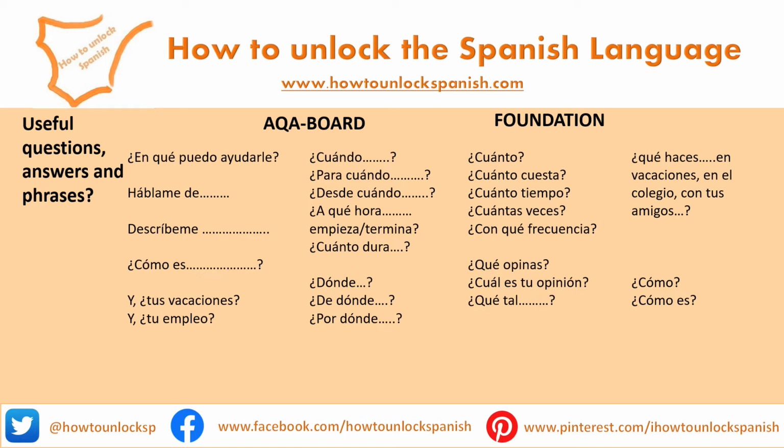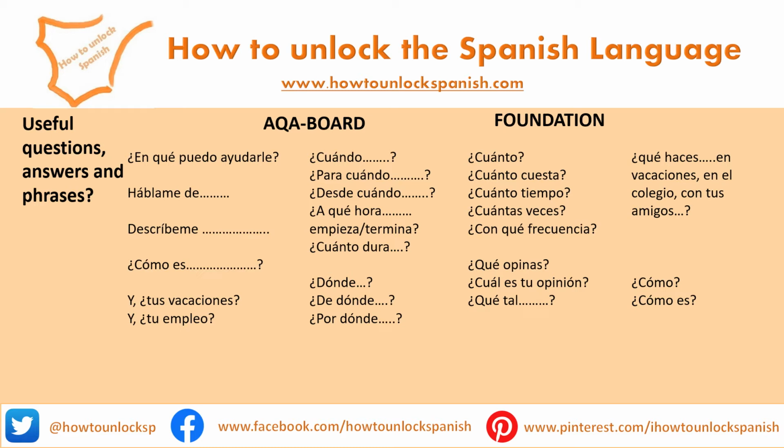¿A qué hora means at what time? So it's asking you at what time. You might be asked ¿a qué hora empieza el concierto, for example? O ¿a qué hora termina? Which is at what time does it start or at what time does it end? And you must answer a las 4, a las 2. And you may say a las 4 de la mañana, a las 4 de la tarde. You may be asked, ¿cuánto dura? That means, how long is it? ¿Cuánto dura el concierto? And you may say, el concierto dura 2 horas.